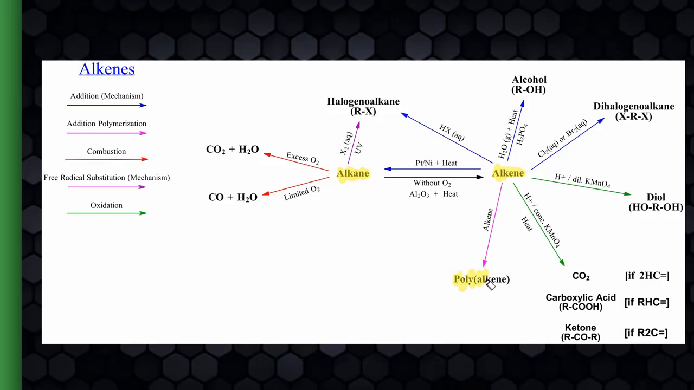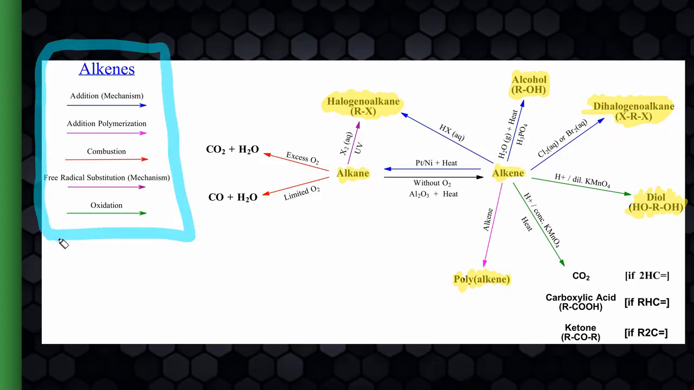Alkenes, alkanes, polyalkenes, diols, two OH alcohols, dihalogenalkanes, which have two different halogens. We have alcohols up here, halogenalkanes up here. And those are going to be connected by arrows. Now, the color of the arrows is going to dictate the type of reaction we are looking at. So here we always have a key that tells us the different types of reactions in the chapter.